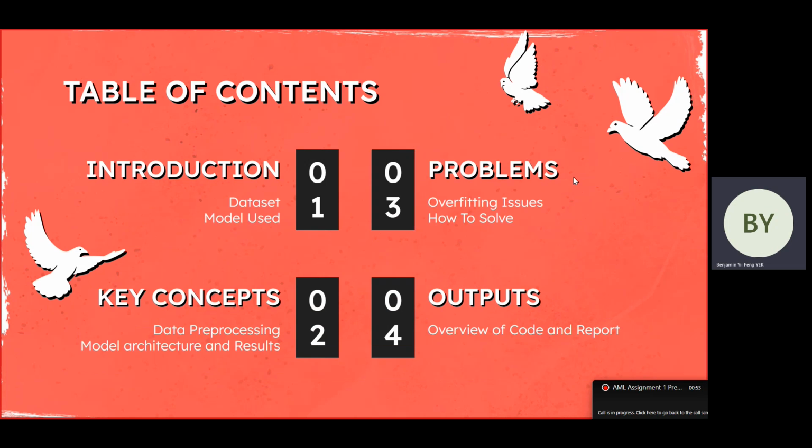Okay, so this is the table of contents, which gives an overview of today's presentation. First of all, we'll talk about the introduction, the datasets and the model I use, and the key concepts, which are the data pre-processing and model architectures, and also the results. And we are going to talk about the problems, the overfitting issues I encountered, and how I solved them. And lastly, I will briefly show the outputs of my code and the report.